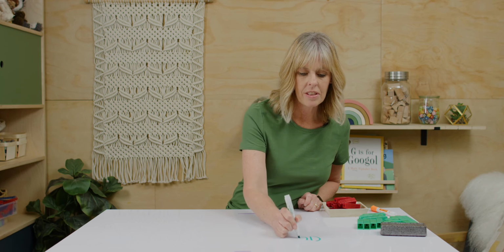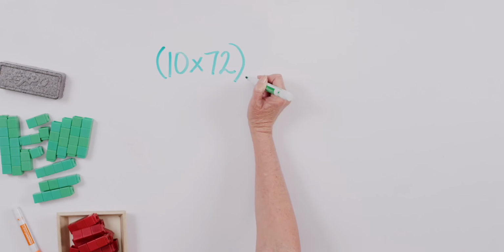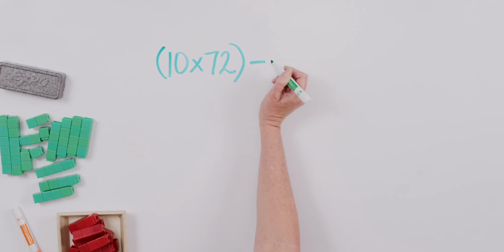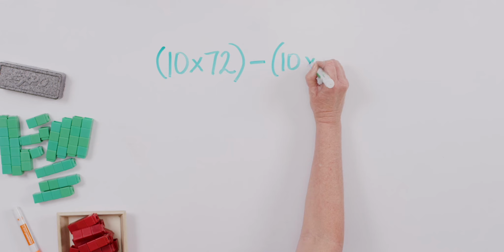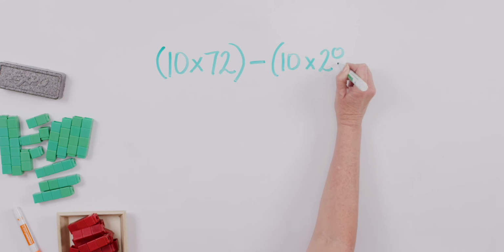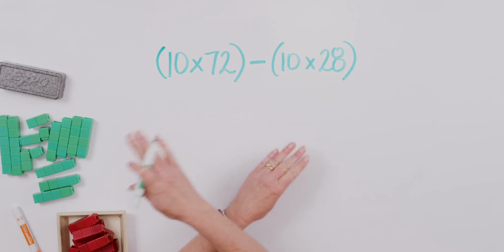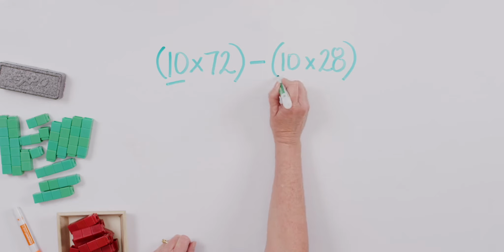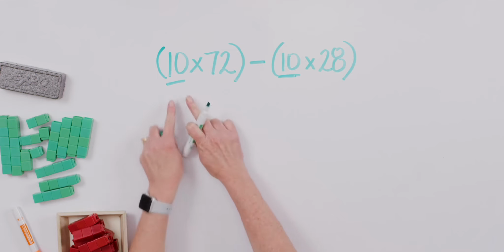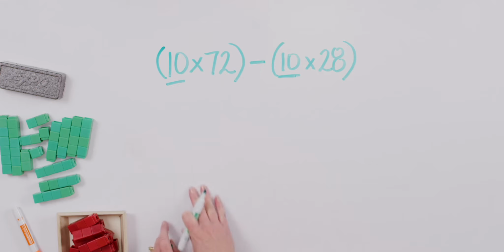All right, here we go. Let's do this. If I have 10 and I'm multiplying it by 72, and then I'm going to subtract 10 times 28. Now this one, you might have noticed that we're doing it in the reverse way. Okay? So we're given 10. You see that? And we're multiplying it by each of these numbers. So can you visually imagine your 10 by 72?